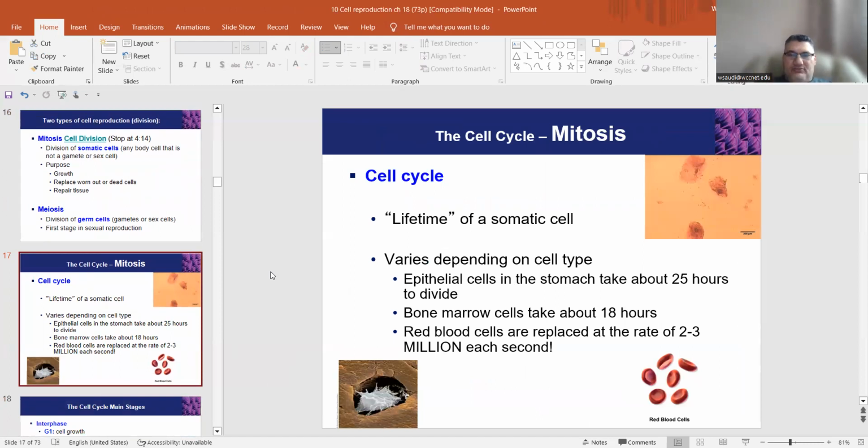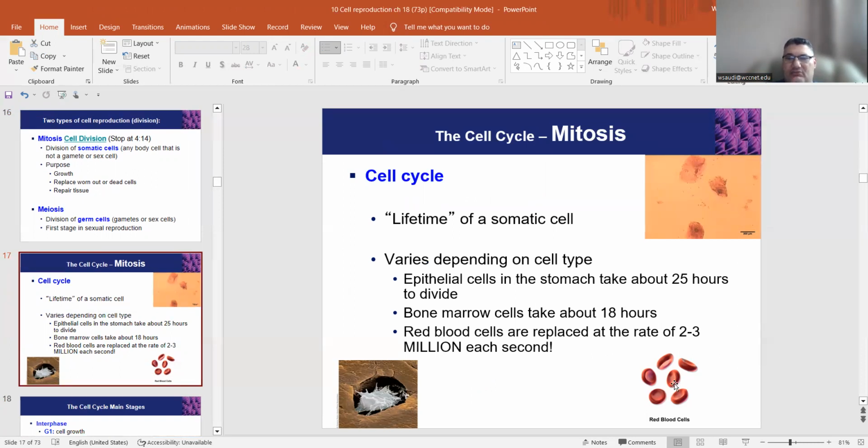So mitosis, very important, lecture and lab. Let's start with the life cycle, including the mitosis. And remember, mitosis alone, we're talking about somatic cells, any cell in your body, but not the germ cells. So there is a cell cycle, a life cycle, for each cell.